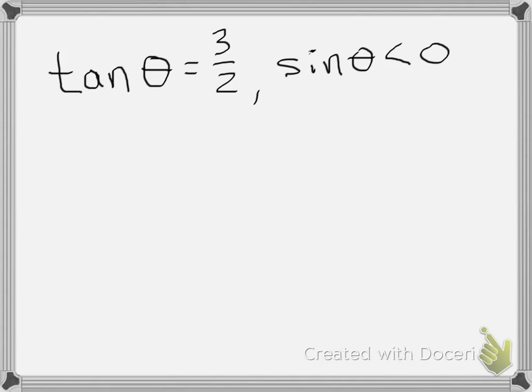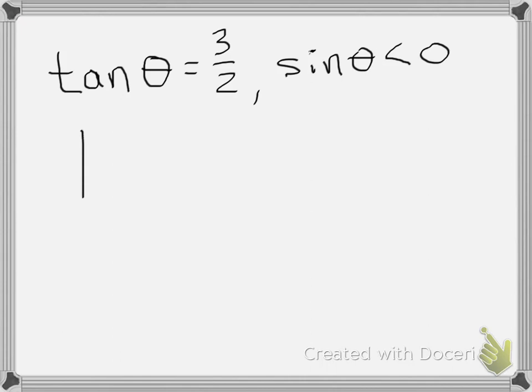I'm going to ignore this part right here, the fact that the sine of theta is less than 0. I'm going to ignore that part right now. I will get to that part. That will become something that we will need. For now, I'm just going to ignore it. I'm going to focus solely on the tangent of theta is equal to 3 over 2.